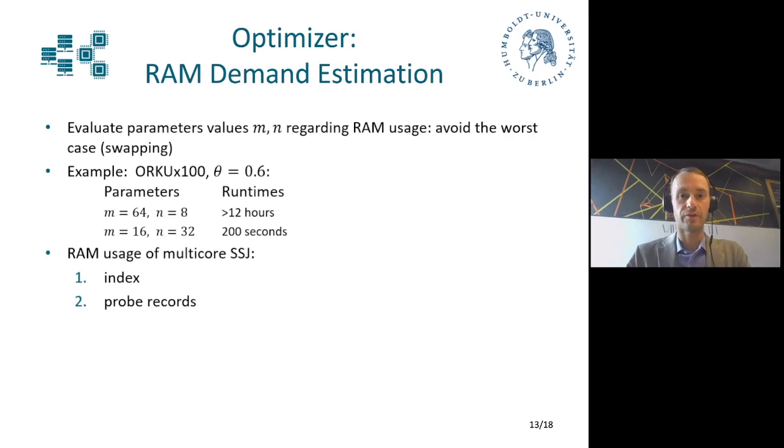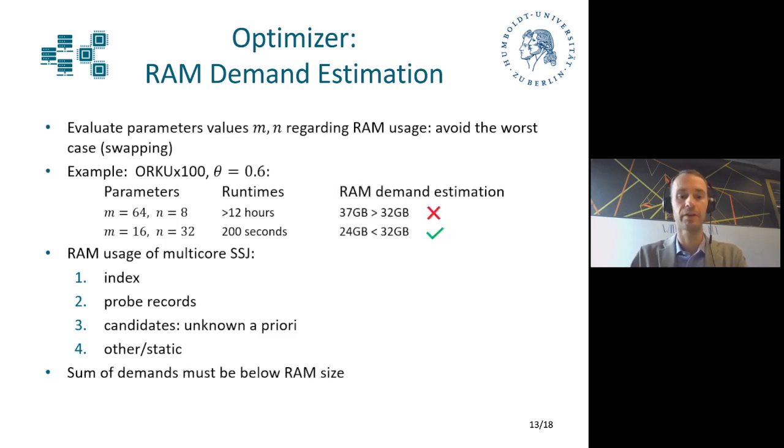So we estimate the RAM demand for our implementation of the set similarity join based on the index size and the probe records. Both of them we can estimate exactly beforehand. The candidates are unknown a priori, so we can only estimate them very roughly. And there's other static overhead, for example, program variables and things like that. Everything together must stay below the system RAM, which is available on all our nodes.